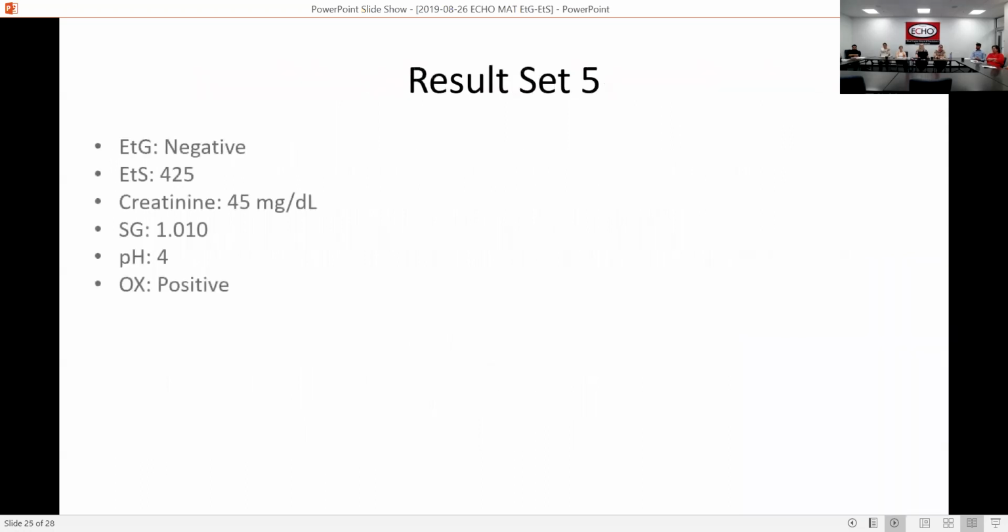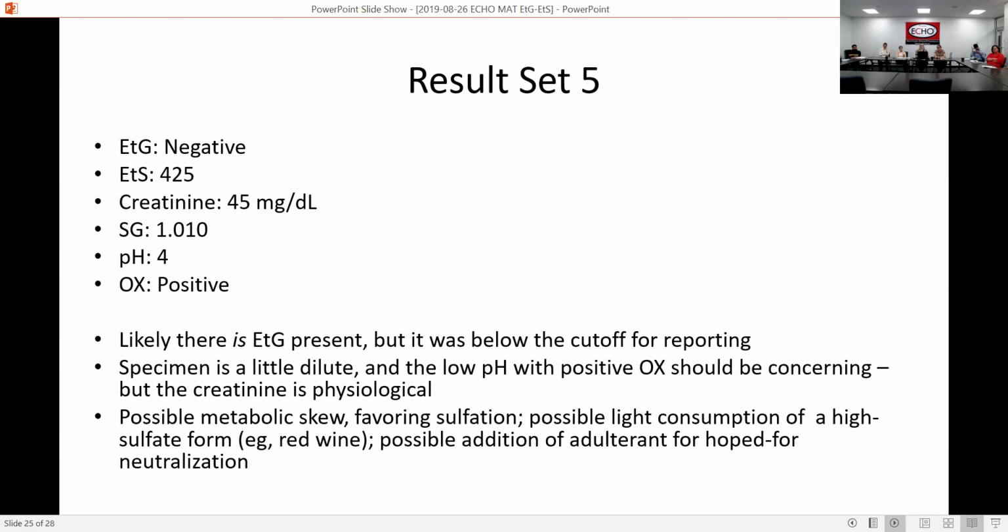All right, results at 5, we had EtG neg, ethyl sulfate 425, which is almost 3 times the cutoff. Creatinine 45, specific gravity 1.01, and pH acidic. But we have oxidants positive. So probably there is EtG present, but it might have been less than cutoff.